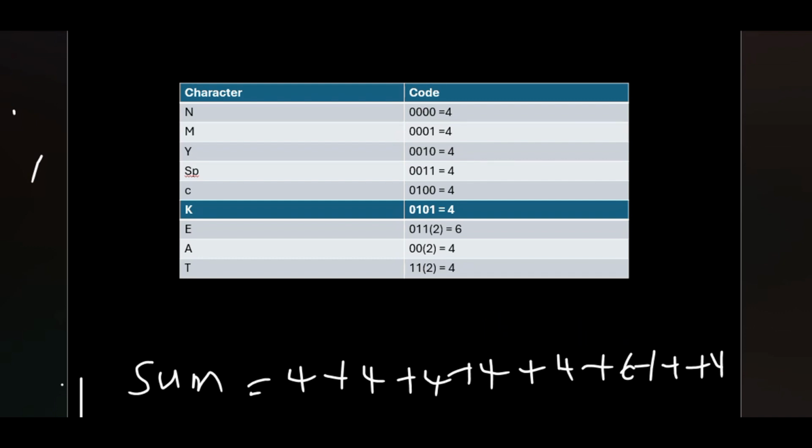a sum of 4 plus 4 is 8, plus 4 is 12, plus 4 is 16, plus 4 is 20, plus 6 is 26, plus 4 is 30, and then 4, which is 34, and then 4 again, which is 38. So we are going to get the sum to be 38.